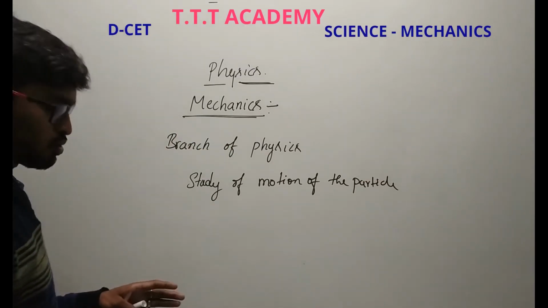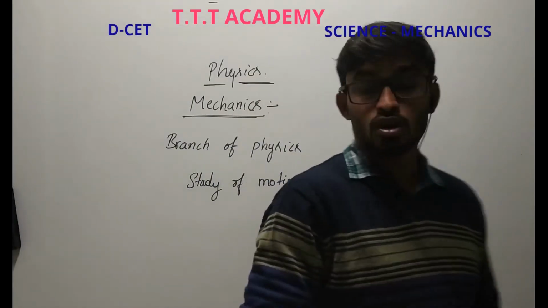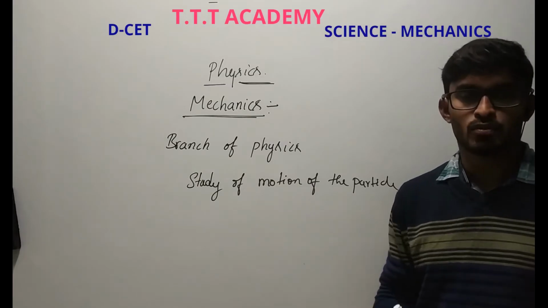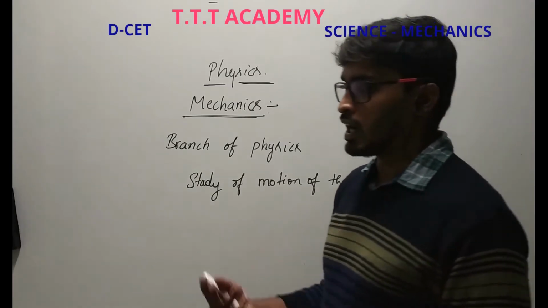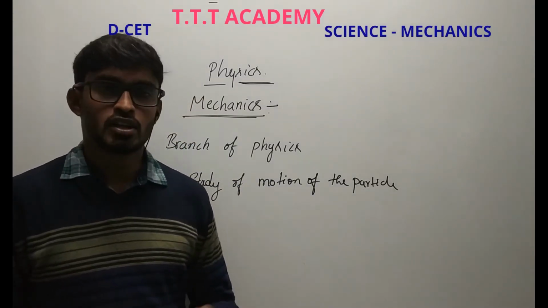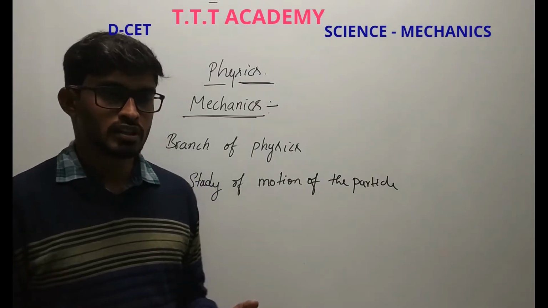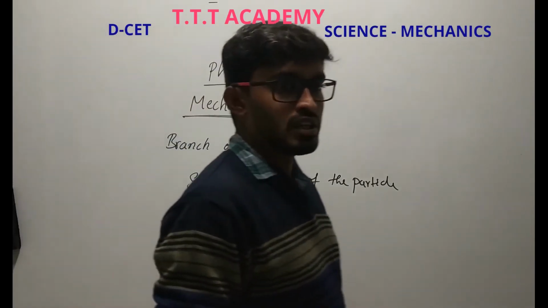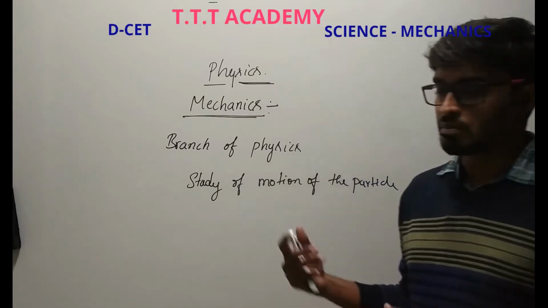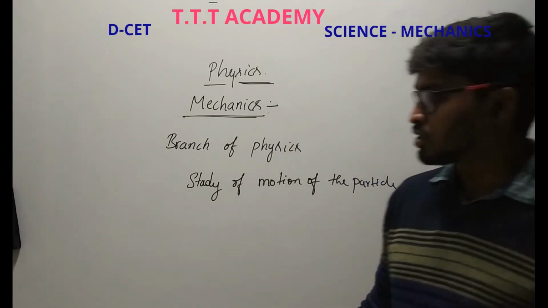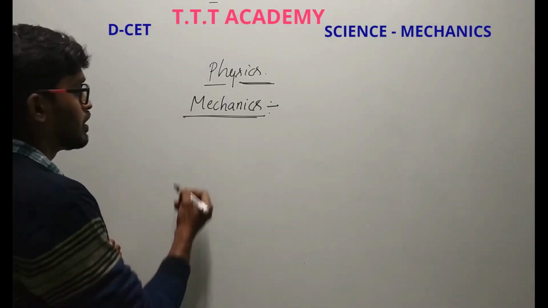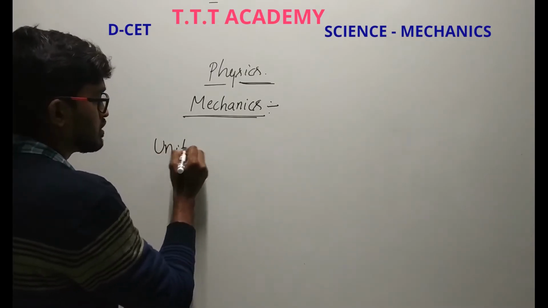In mechanics we discuss some more topics, like the meaning of unit, and units can be classified into two types: fundamental units and derived units. After that we discuss measuring instruments like vernier calipers and screw gauge. In this chapter we also discuss the meaning of moment of force, torque and couple. First, I will discuss the meaning of units.